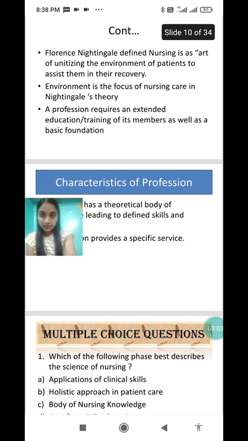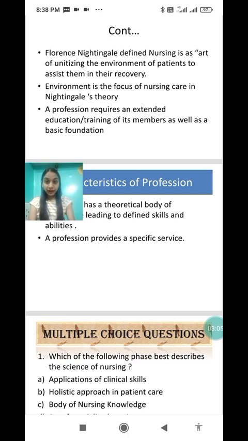Next, Florence Nightingale defined nursing. Who is Florence Nightingale? The founder of the modern nursing and the lady with the lamp. So according to Florence Nightingale, what is nursing? It is an art of utilizing the environment of patient to assist them in their recovery. Environment is the focus of nursing care in Nightingale theory. A profession requires an extended education, training of its members as well as a basic foundation.